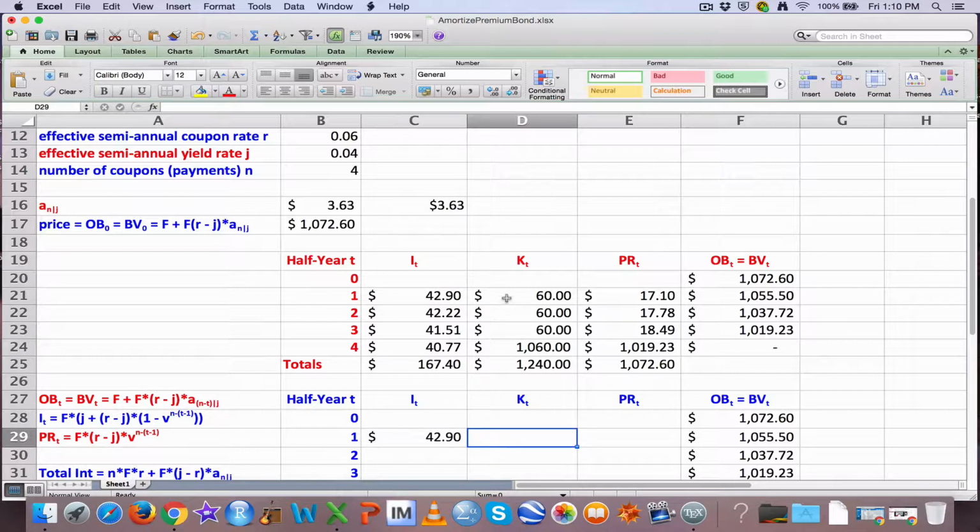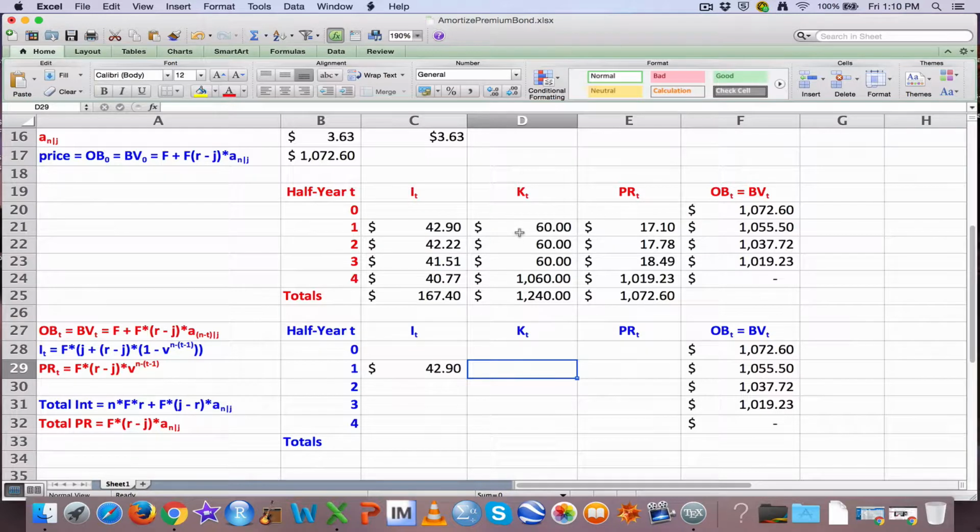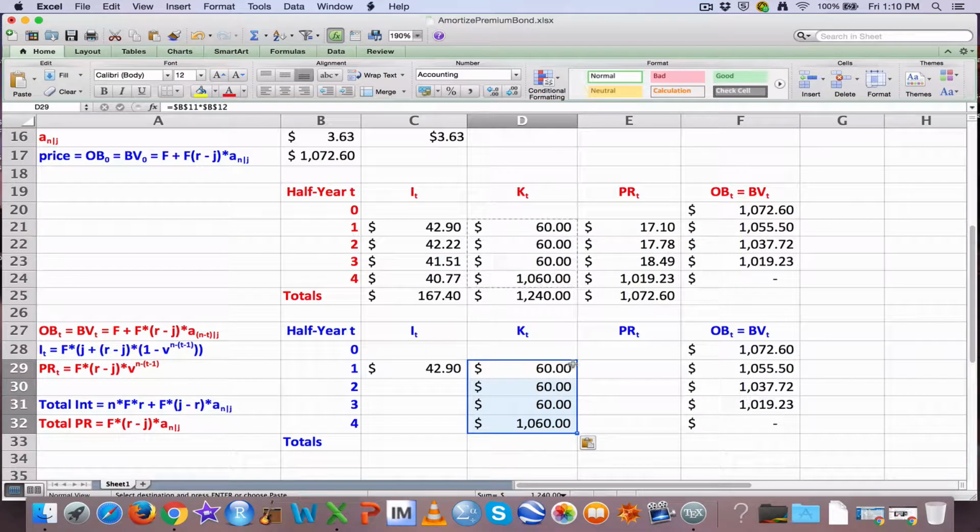KT is going to be the same as before. We don't need formulas for that. I'll just copy and paste this down here. All those there.